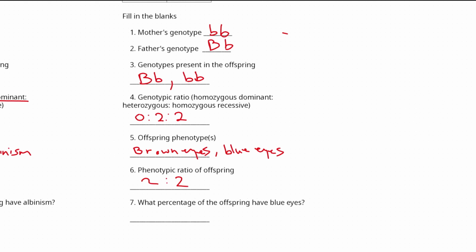What percentage of the offspring have blue eyes? We're going with the recessive trait for this question. So there were 2 individuals with blue eyes, and there's a total of 4 offspring. So 2 out of 4 is 50%. So these are 3 questions solved.